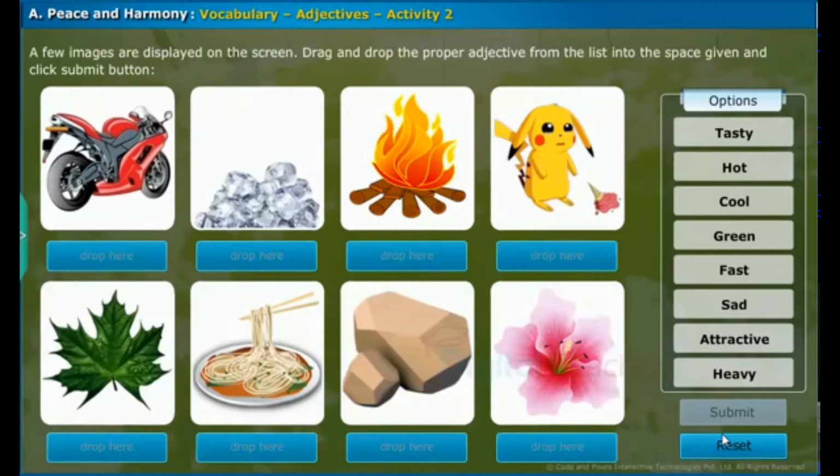Let us do another interesting activity. A few images are displayed on the screen. Drag and drop the proper adjective from the list into the space given and click the Submit button.